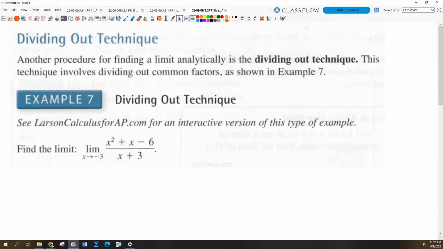The technique we looked at yesterday is called the dividing out technique. That's what this text calls it, and that's a good way to describe it. Whenever you have a rational function, a polynomial divided by a polynomial, and direct substitution gives you an answer of 0 over 0, then guaranteed that's because there is a shared factor in the numerator and the denominator that has a 0 at whatever the value of c is, in this case, -3. So your job is to factor the expressions on the top and bottom and cancel that factor that's going to 0 on the top and the bottom. Remember what that does when we do that.